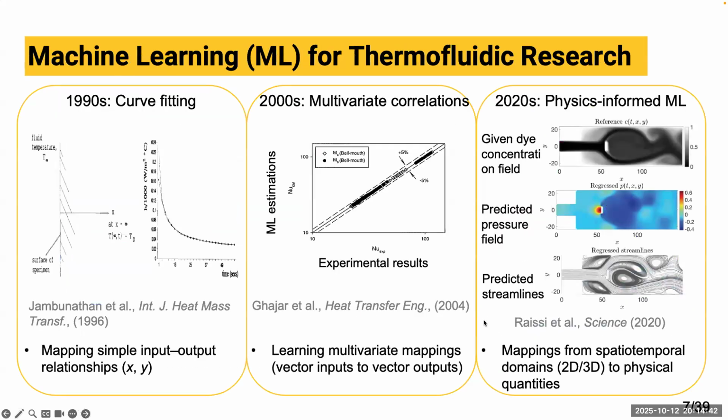So to tackle such challenges, my research group has been employing machine learning methods. And I just want to briefly review the history of machine learning for thermofluidic research. So from my literature search, machine learning has been applied to thermofluidic research since the 1990s. And at this time, we simply did curve fitting between one input and one output variable.